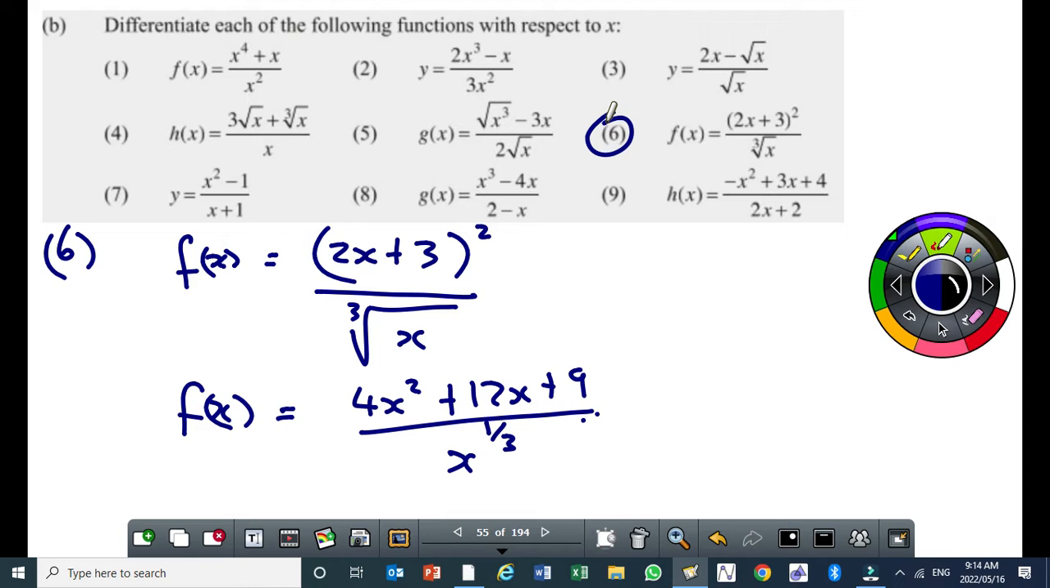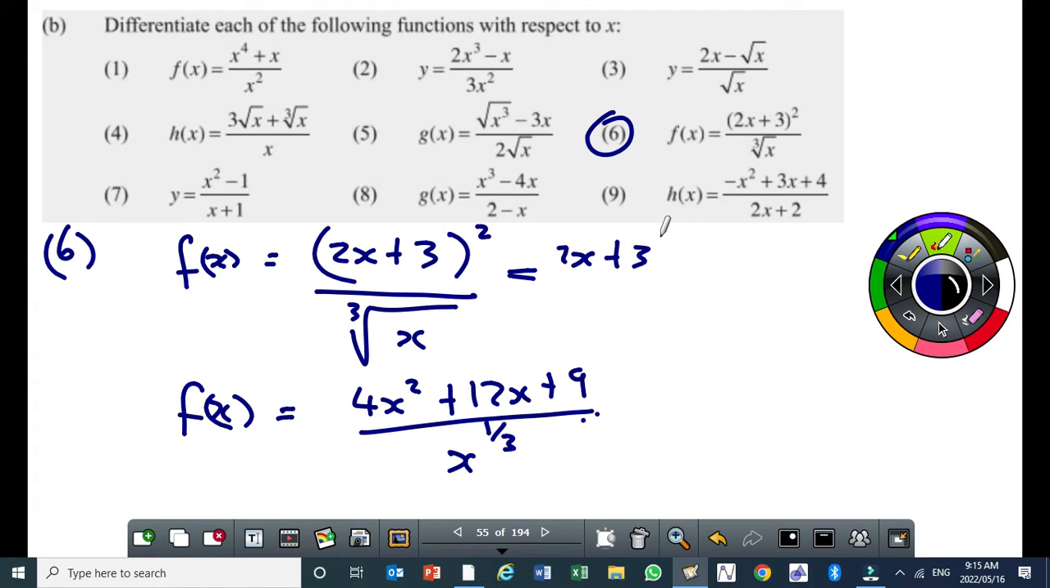You are given f of x equal to (2x plus 3) all squared divided by the cube root of x. The first thing, as I have told you during the past few days: if you want to find the derivative, you need to remove the brackets, the division line, and the root signs. So here we have brackets, a root sign, and a division line. To do that, we use FOIL in the numerator.